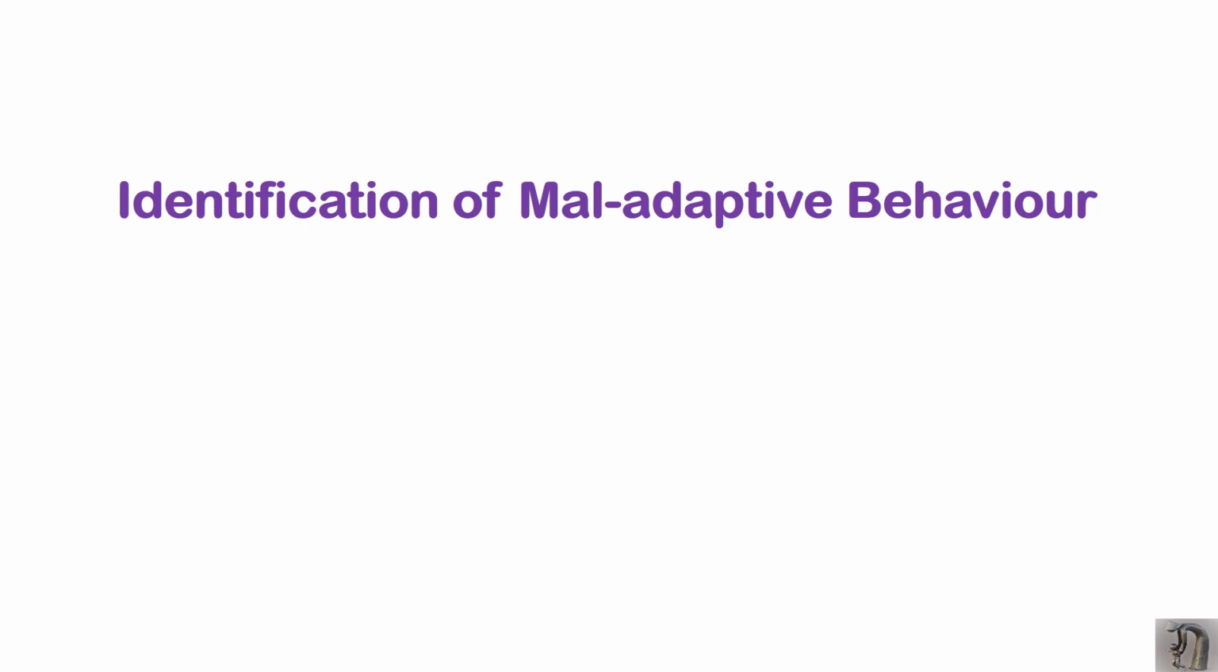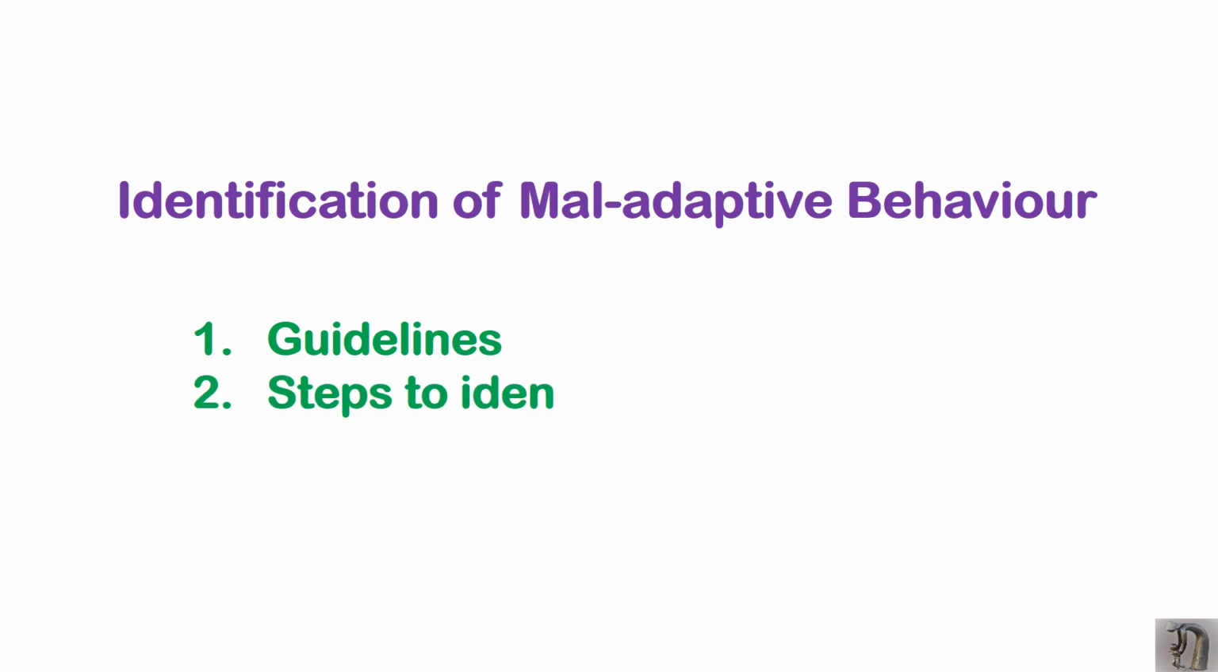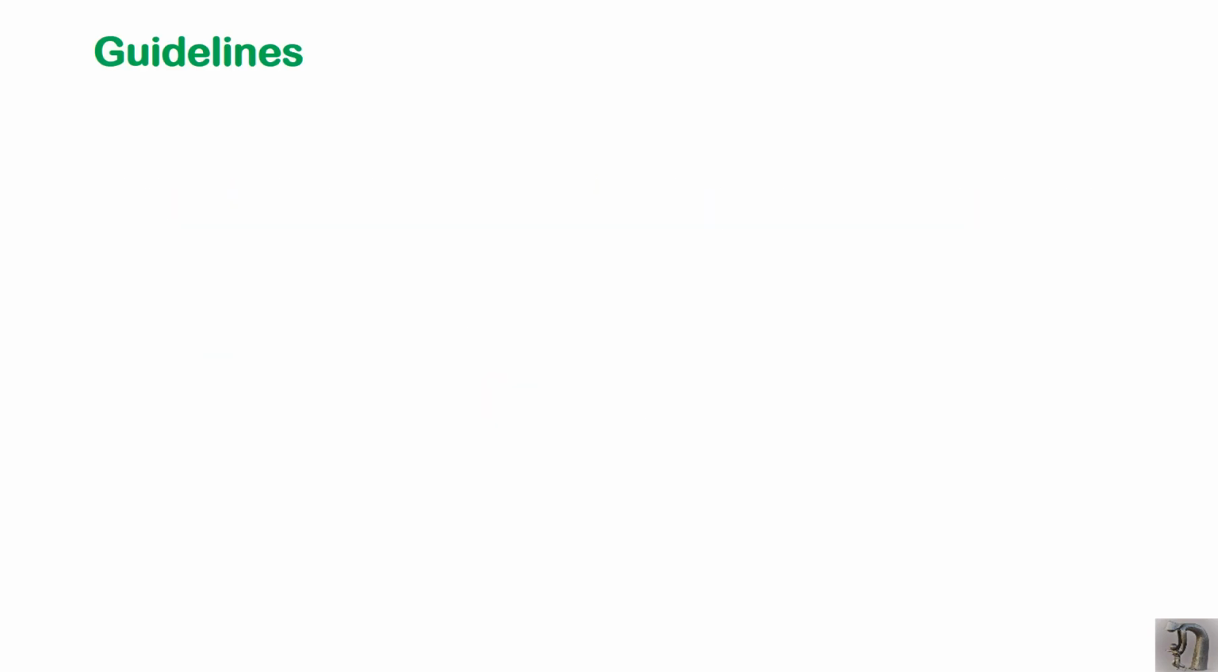So in this we will see the guidelines and steps to identify a problem behavior. We have already discussed what is problem behavior, that is called undesirable behavior. Okay, so let us see what are the guidelines to identify the maladaptive behavior.